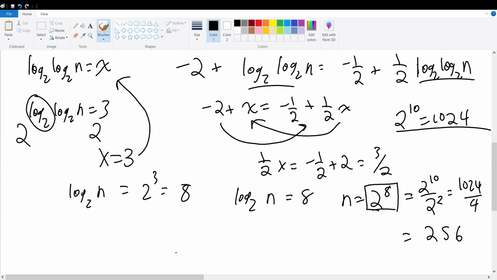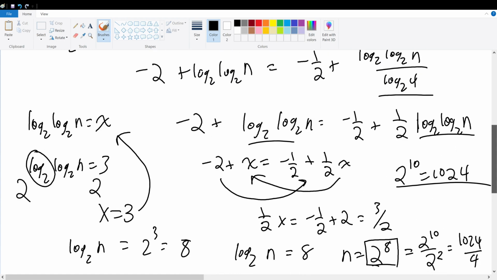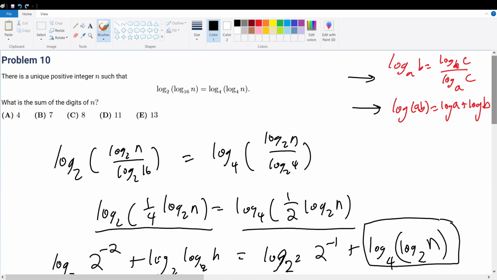256, that's correct. So what is 2 plus 5 plus 6? That's equal to 7 plus 6, that's equal to 13. So we should have a choice with answer 13. And if you scroll up, indeed, answer choice E is our correct answer.